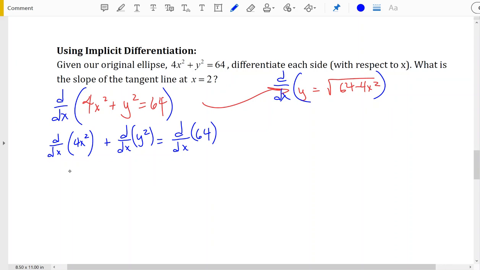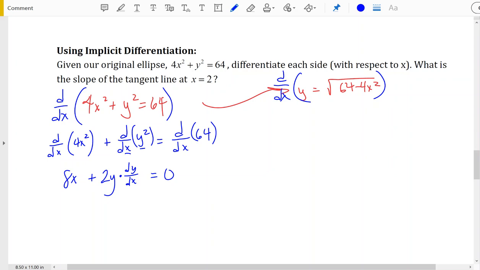4x squared requires the chain rule, that's 8x, plus the derivative of y squared, we'll do the power rule, 2y, and then chain rule because our variables do not match, multiplied by the derivative of y, equals, and the derivative of a constant is 0.